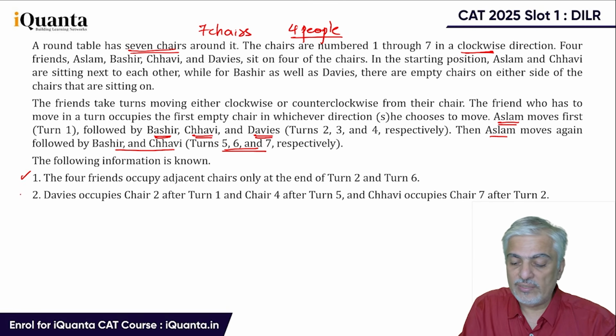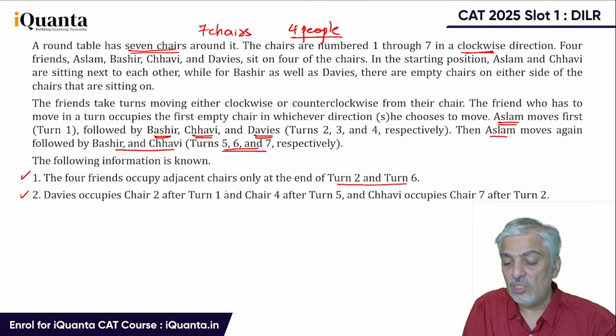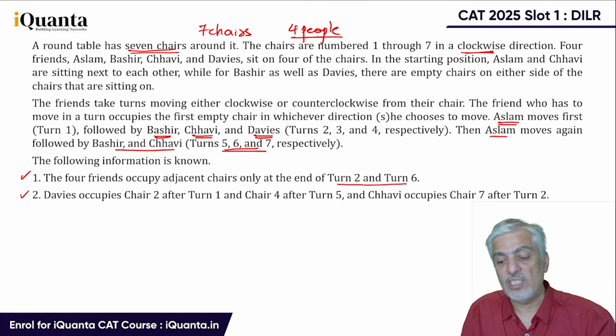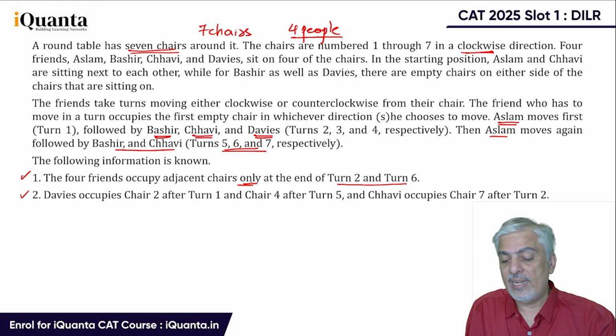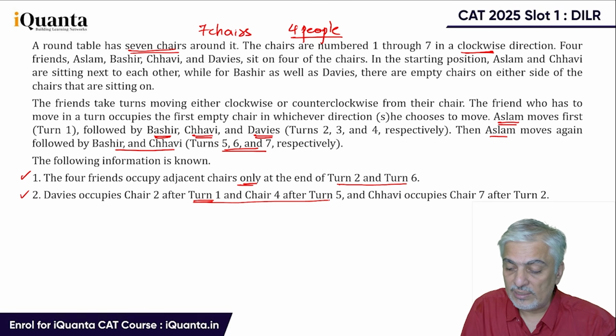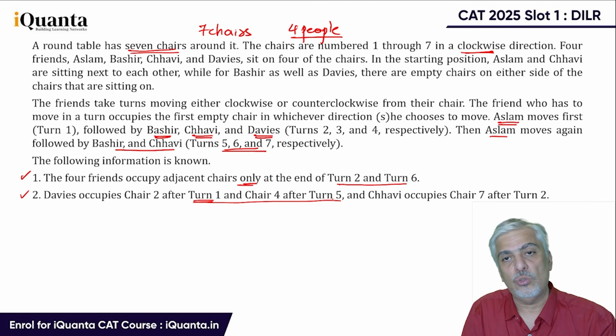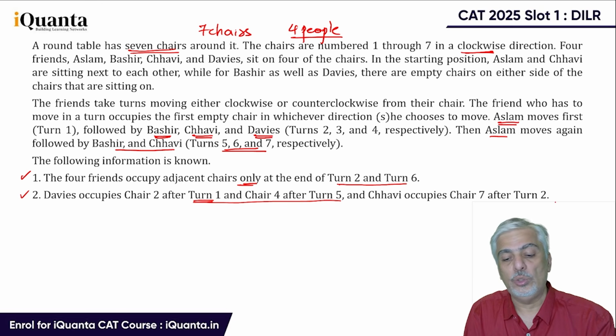Okay, and 2 points were given to us. The 4 friends occupy adjacent chairs only at the end of turn 2 and 6. So at the end of turn 2 and 6, all 4 are adjacent to each other, and that is the only time they are adjacent. And some direct information: D occupies chair 2 after turn 1, and C occupies chair 4 after turn 5. So they have told us about D; if you go through this part, you actually know where D is sitting throughout the whole 7 turns. C occupies chair 7 after turn 2.